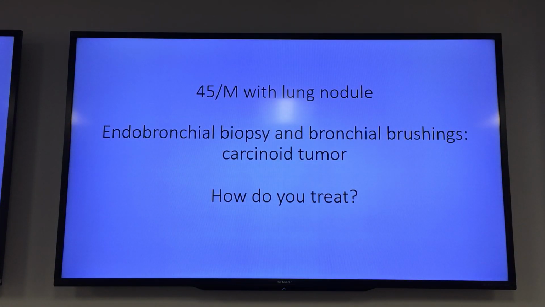All right, Miriam. 45-year-old man, lung nodule, endobronchial biopsy and brushings. Your diagnosis is carcinoid tumor. What's the appropriate therapy for this? Surgical resection. Usually lobectomy. Right? Even though a carcinoid is a very low-grade lesion, they like to take it out.